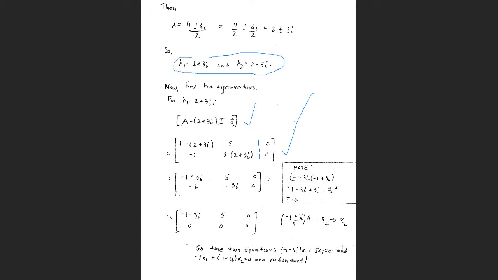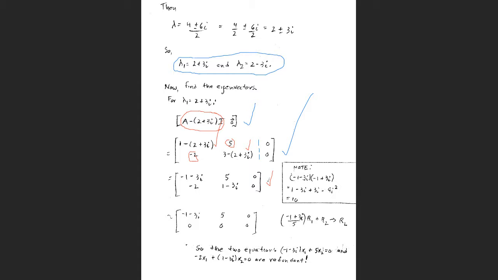Okay, so, A minus the quantity 2 plus 3i times the identity matrix. The diagonal entries of A are what are going to be changed here. The negative 2 and the 5 are as they are, but I took 1 minus the quantity 2 plus 3i times 1, and I took 3 minus the quantity 2 plus 3i times 1, and then that gets me down to here.